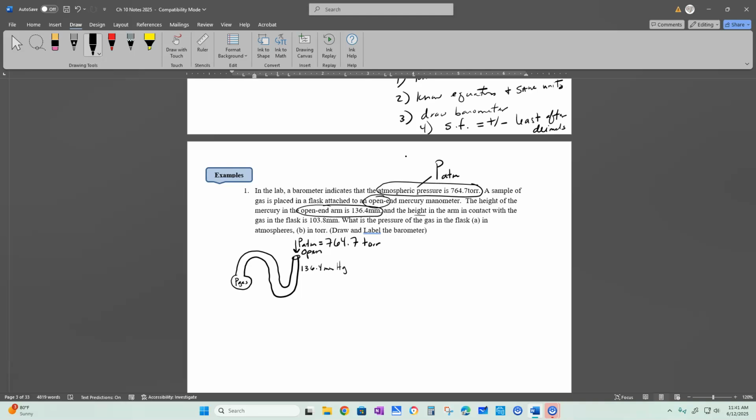And the height of the arm that's in contact with the gas, so over here, is 103.8. The open end has a higher height than the arm connected to the gas. So I know my mercury is higher on the right side than it is on the left side. Okay, so that pH right there, I'm going to take the difference.